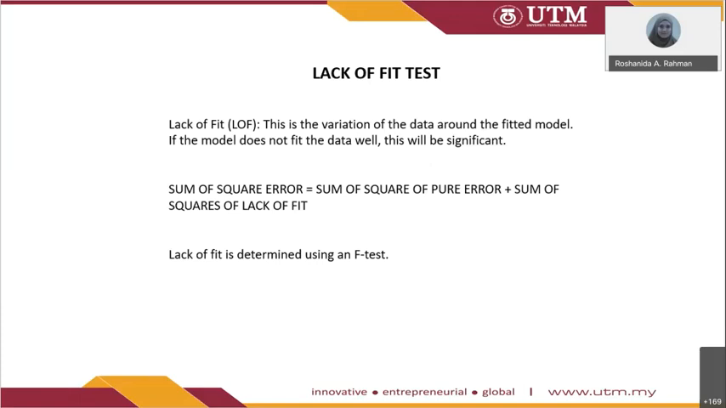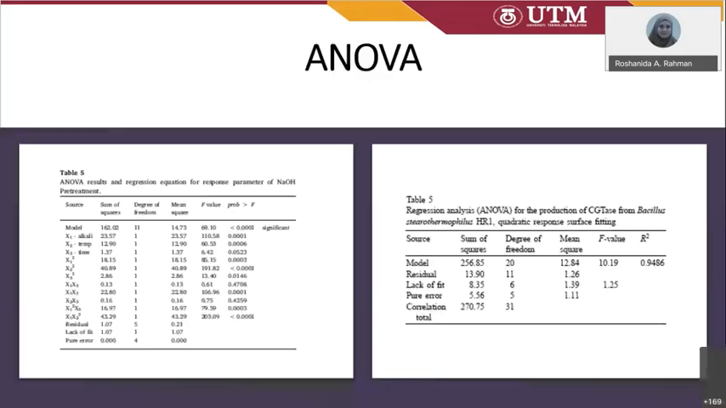But for the other terms in the model, we want them to be significant because it will make our life easier when we do the discussion. We want to get a very good contour plot. We want a very good 3D response surface to discuss our result. Okay. So these are examples of the ANOVA table.